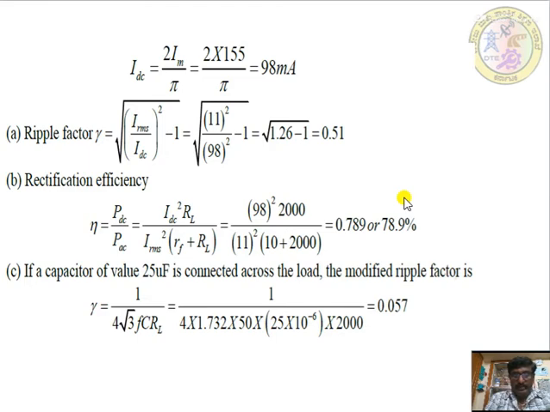And if a capacitor value of 25 microfarad is connected across the load, the modified ripple factor formula is gamma is equal to 1 divided by 4 into root 3 FC into RL. If we put the values, the F value, C value, as well as the load resistance RL value, we will be getting 0.057. So in this fashion, we can calculate by remembering the formulas.